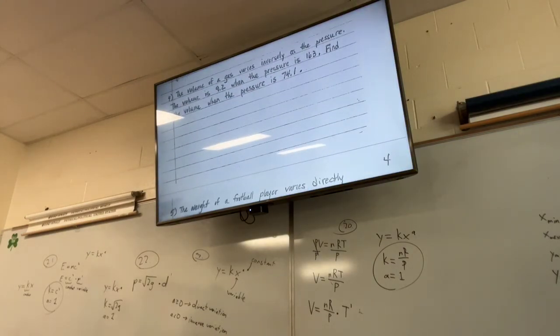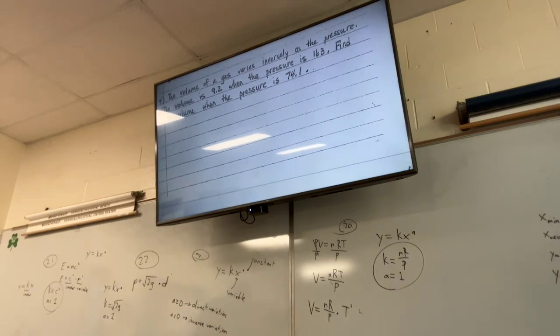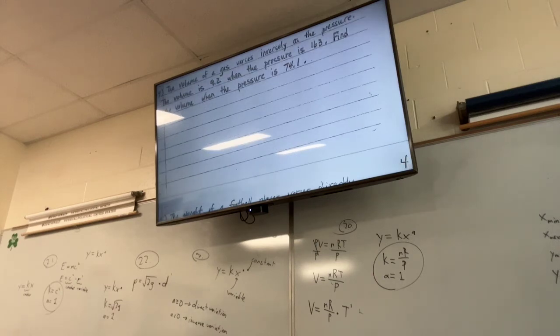The volume of a gas varies inversely as the pressure. The volume is 9.2 and the pressure is 163. Find the volume when the pressure is 74.1. So the volume of gas varies inversely as the pressure. What's the general form for an inverse variation? If V is inversely proportional to pressure, then how's V related to P? Yeah, so this is going to be V equals K over P.